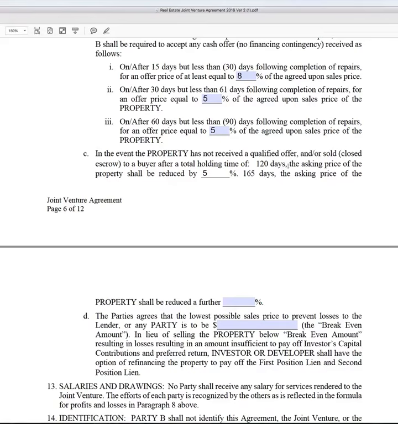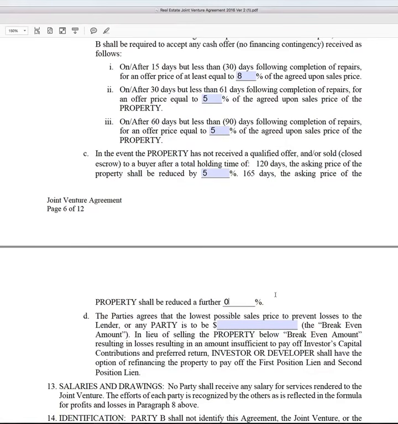So I've even thrown in 165 days after the asking price, it should be reduced by another, if you want to, 5%. If you don't, just put 0 in that. So it can't be reduced any further than that. The thinking behind these multiple drops is that you have a mechanism in place to say if it's not selling, we're going to reduce the price.